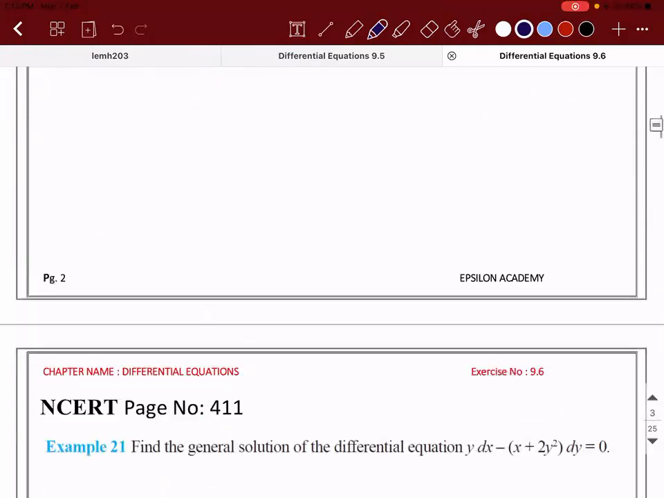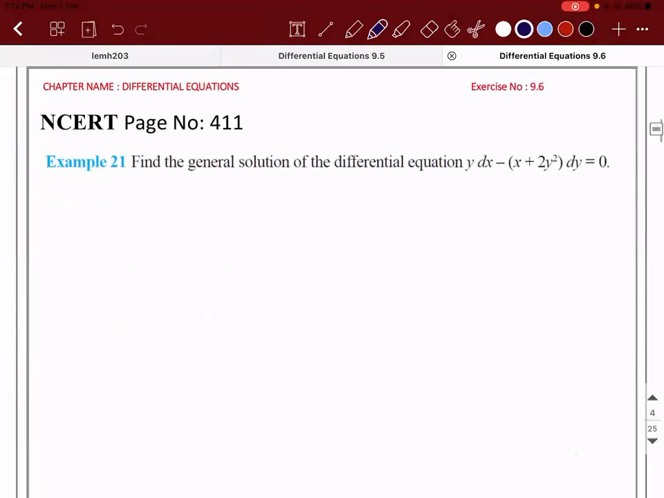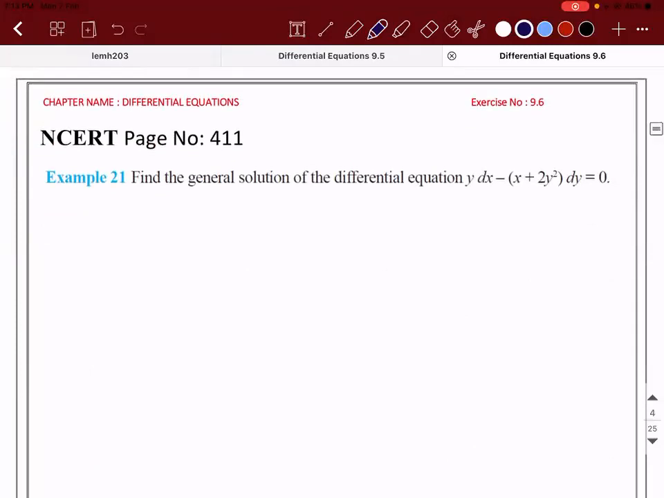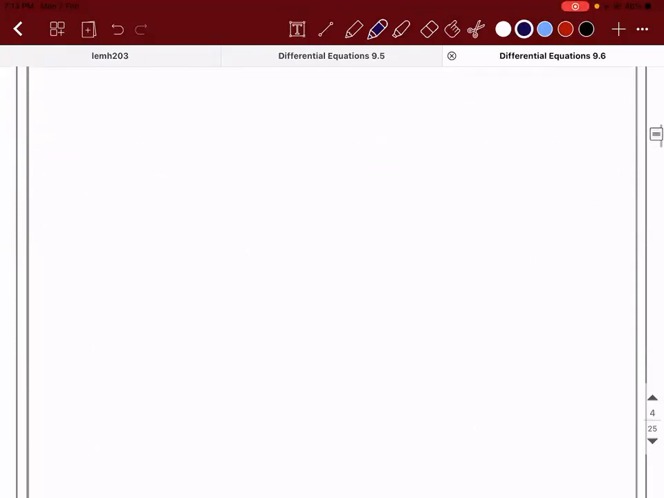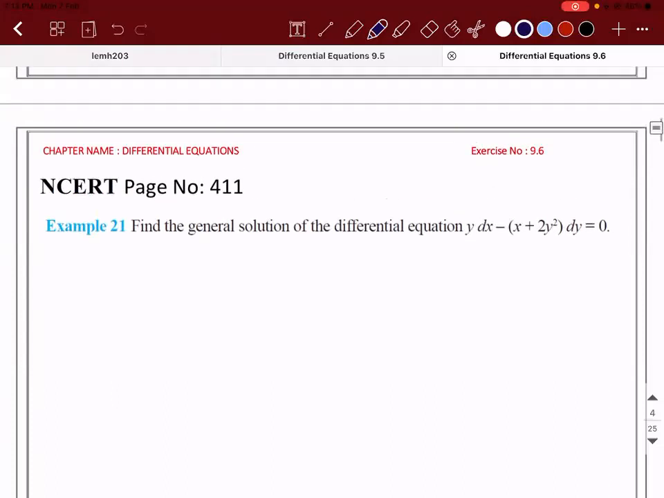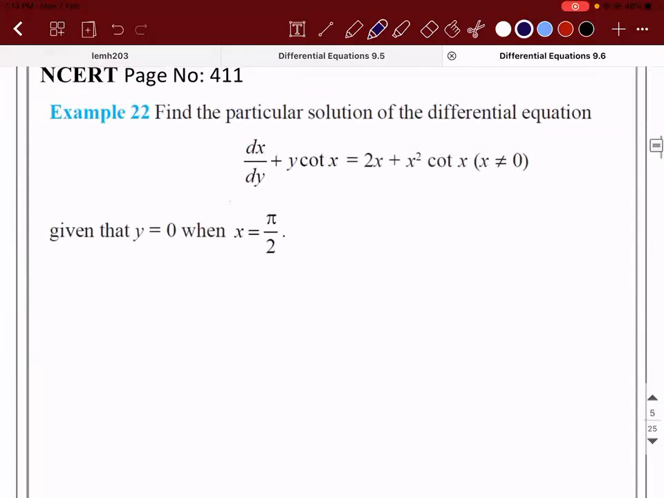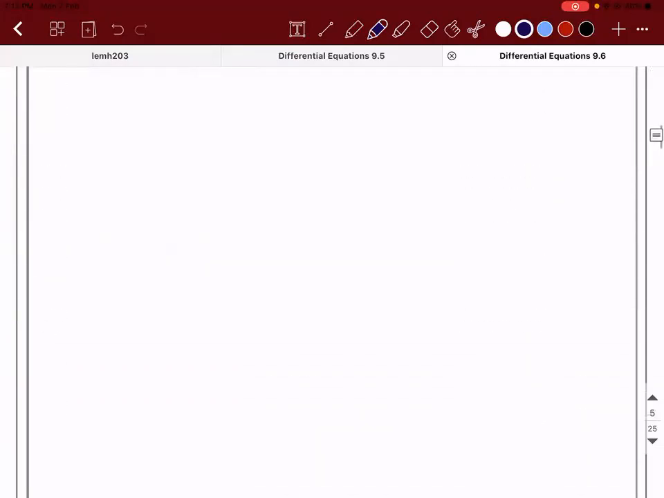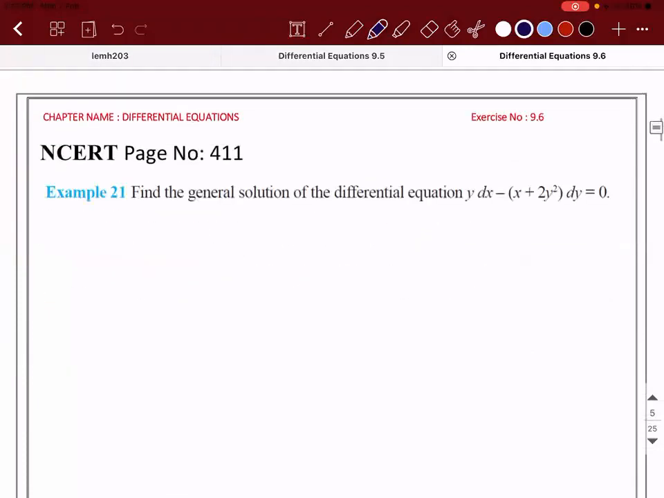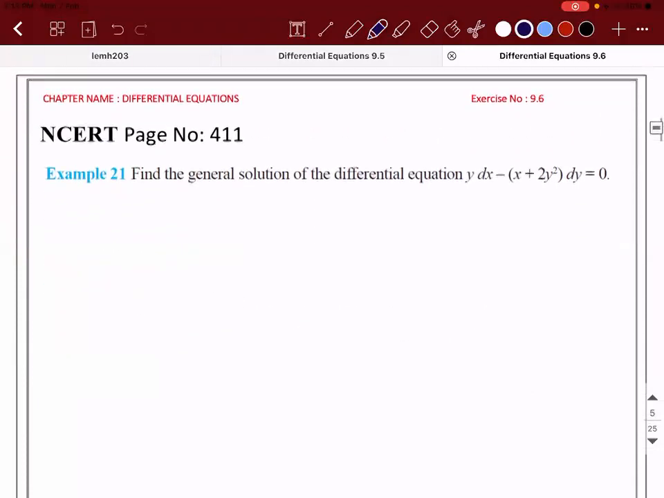Guys, clear or not? Yes, sir. It's clear. Okay. So the remaining problems, I want you guys to try it. I don't think I have solved this. So I have a doubt, sir. Yeah, tell me. So in example 21, we can use any of the three methods, right, sir?